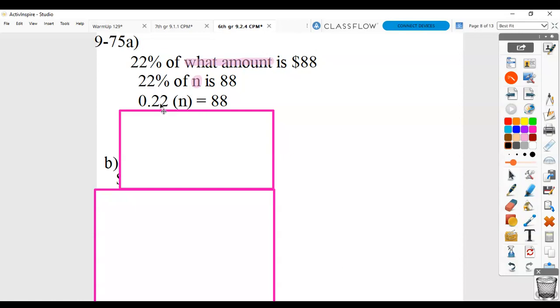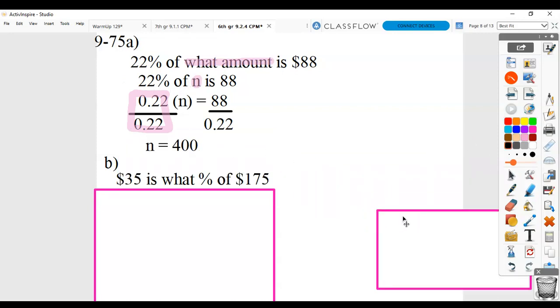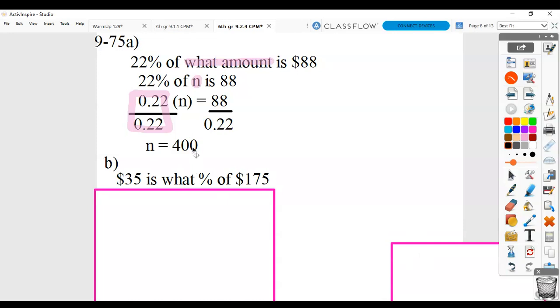So change 22% to a decimal. Of means multiplied by the n. Is the equal 88. And then what you're going to do is just solve this algebraically, which is that you can divide both sides by 22 hundredths because our goal is to get n by itself, and this creates a giant 1. So n was being multiplied by 22 hundredths, so now we're dividing by 22 hundredths. And when you take 88 and divide it by 22 hundredths, you get 400.